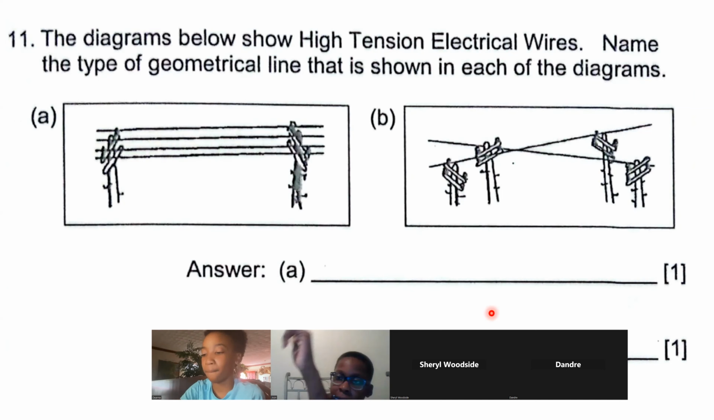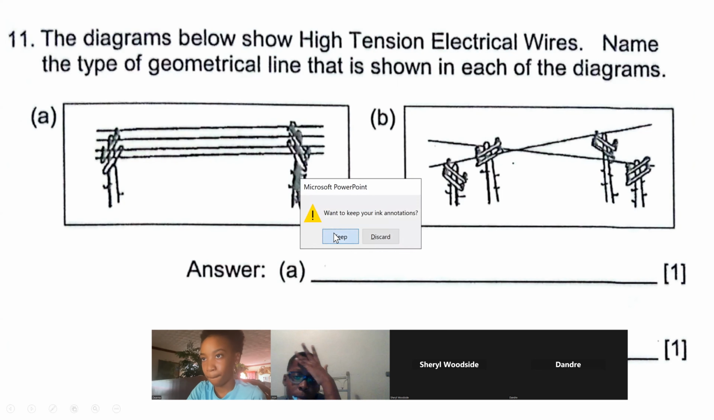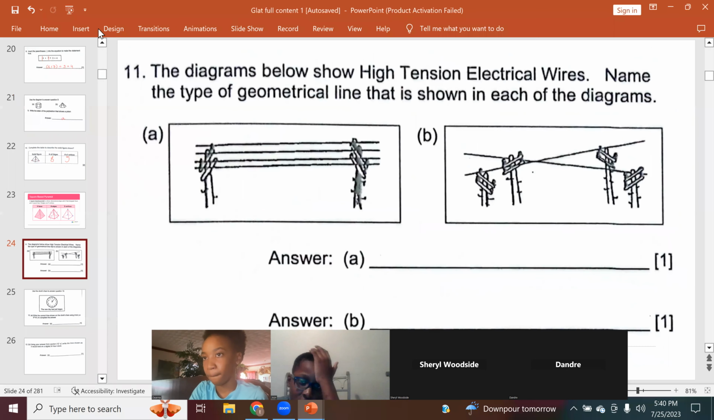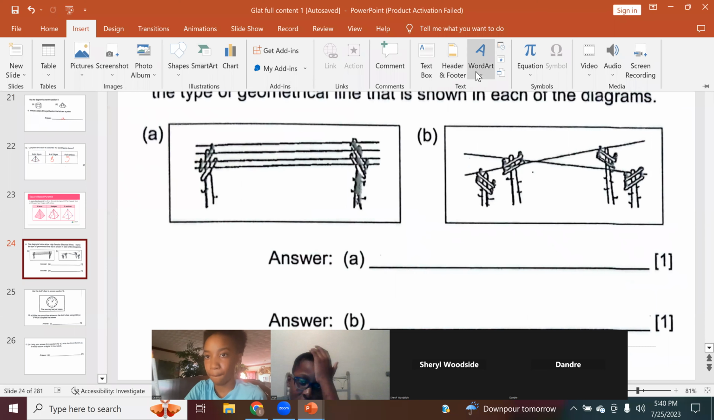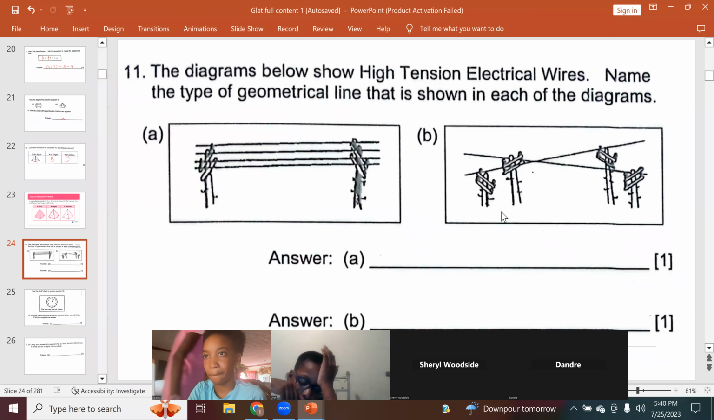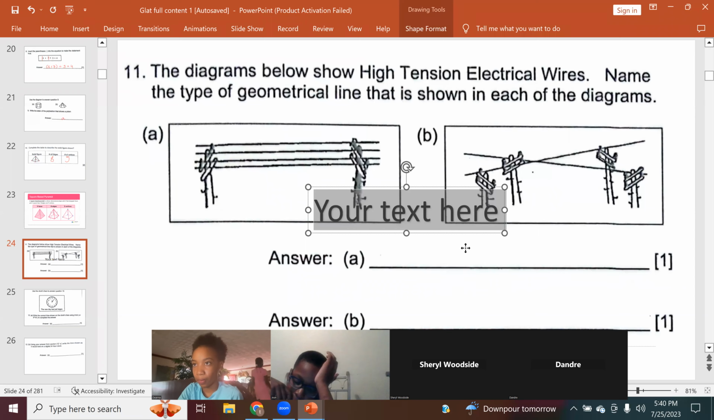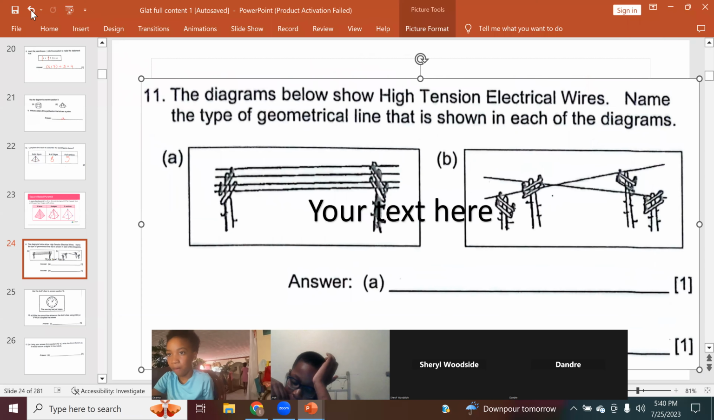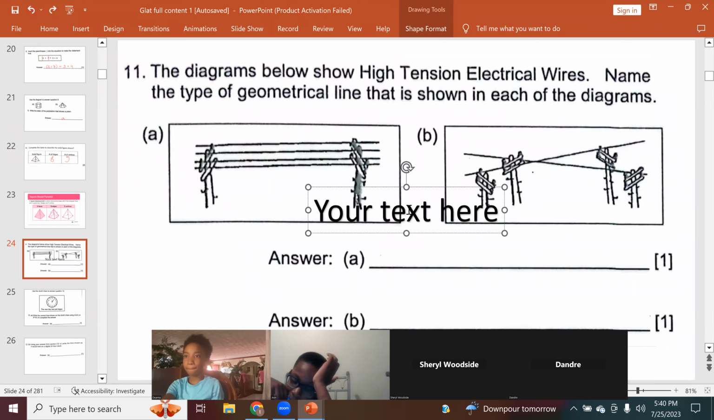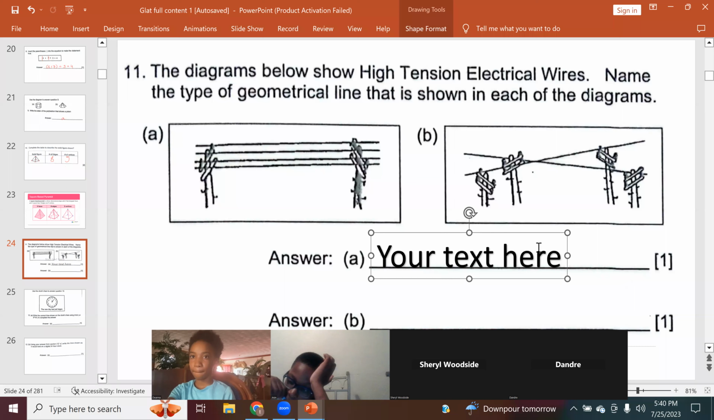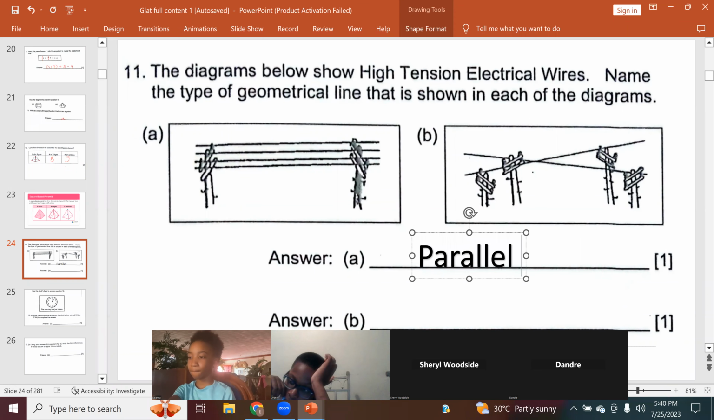Okay, so for A, you see the lines going straight, right? They don't touch each other. So we call that parallel lines. If they never meet, we call that parallel lines, because parallel lines never touch each other. So parallel lines is the answer for this one.